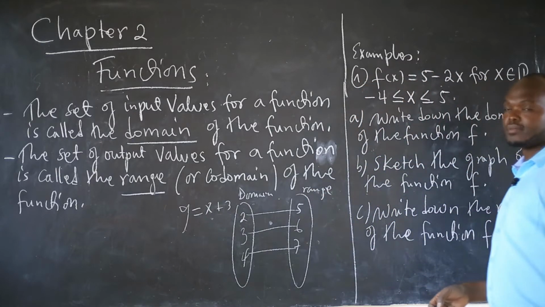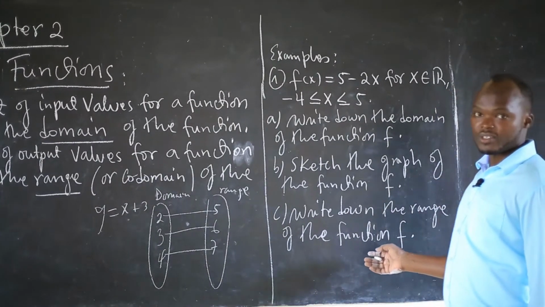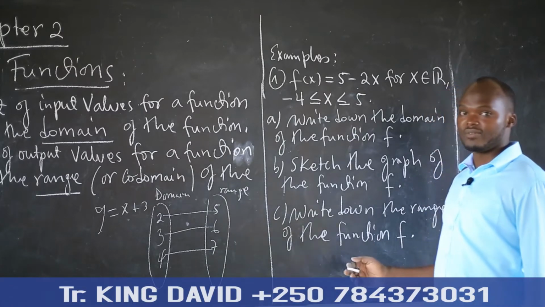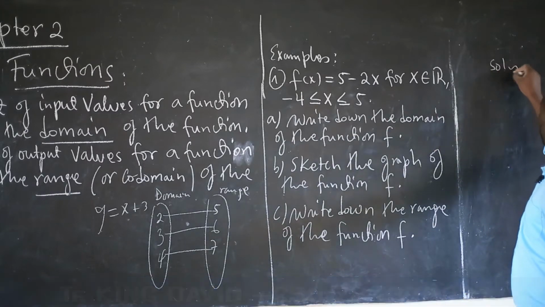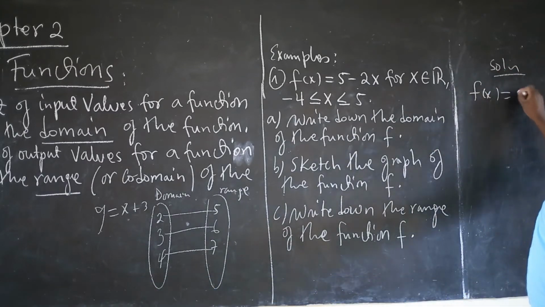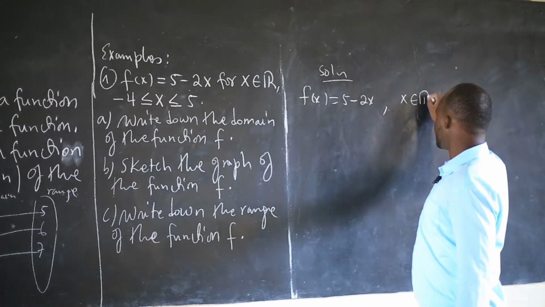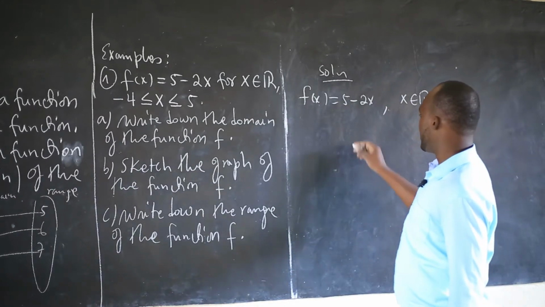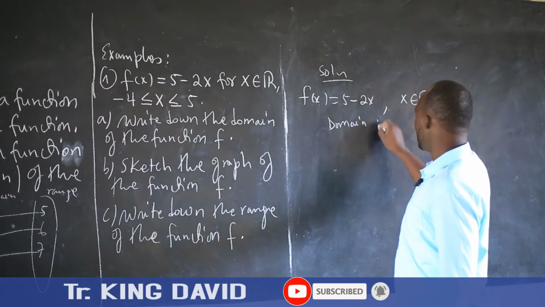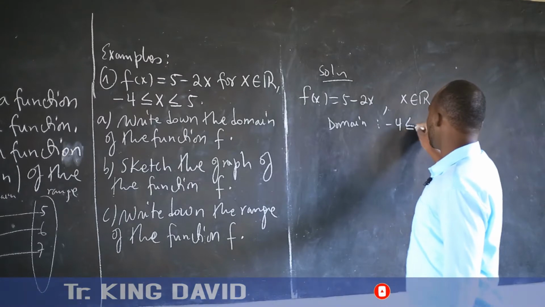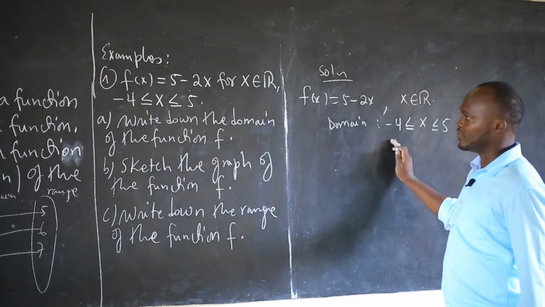Okay, let's see examples of how we can find domain and range. We have different questions that can help us know how to find the domain and range of a function. So we have example number 1. Our function is f of x equals 5 minus 2x, where x is a member of the real numbers. In a condition, we have the domain: negative 4 less than or equal to x less than or equal to 5. X is in the interval from negative 4 to 5.